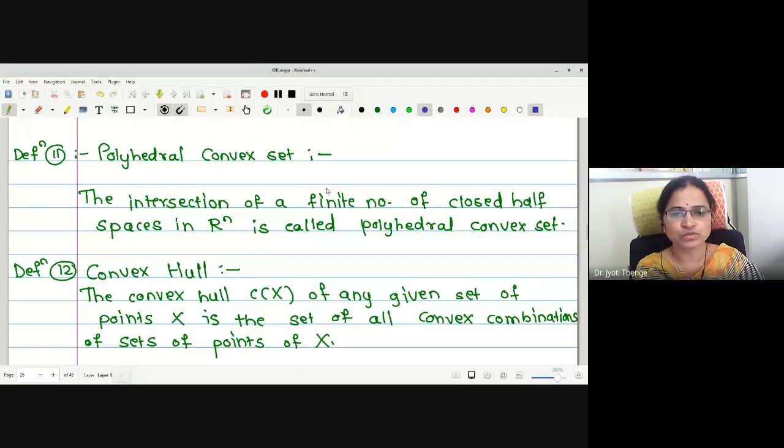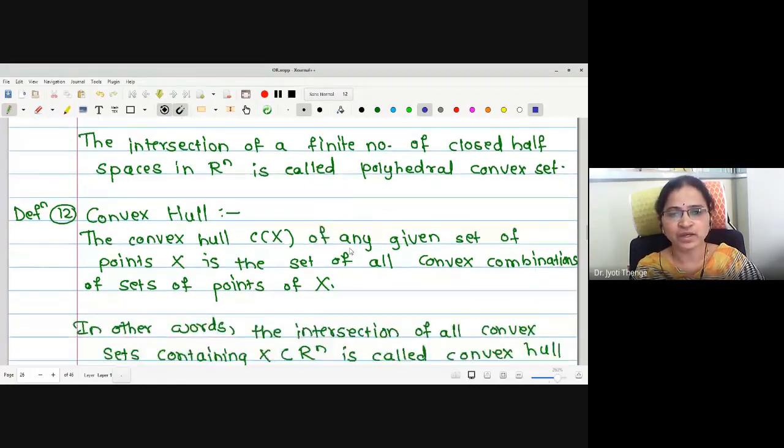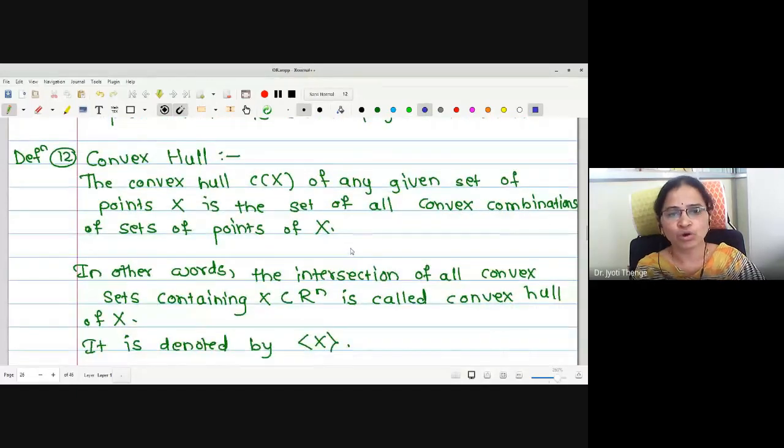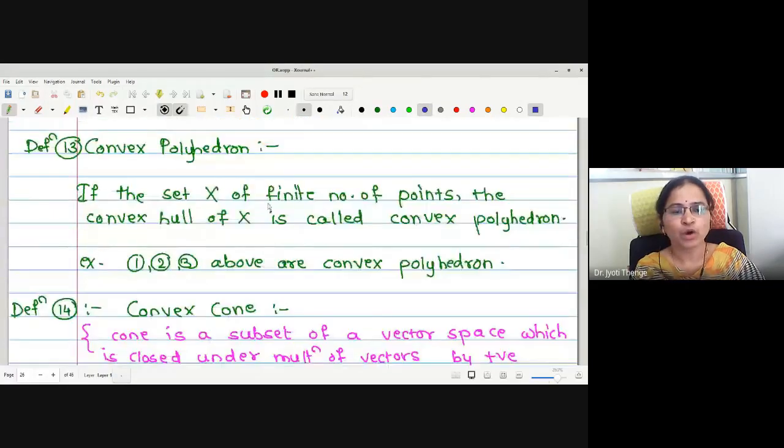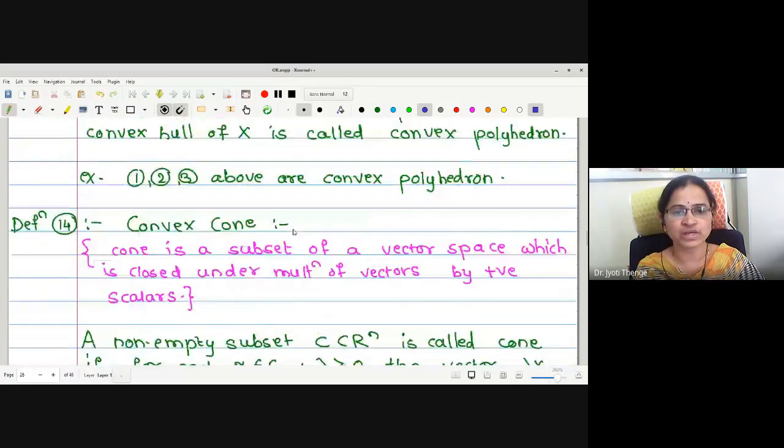Later we have focused on some of the definitions. First definition we have seen under this is a polyhedral convex set, which is nothing but the intersection of a finite number of closed half spaces. Convex hull is the set of all convex combinations. Examples also we have seen. Convex polyhedron is a convex hull where the set X has a finite number of points.